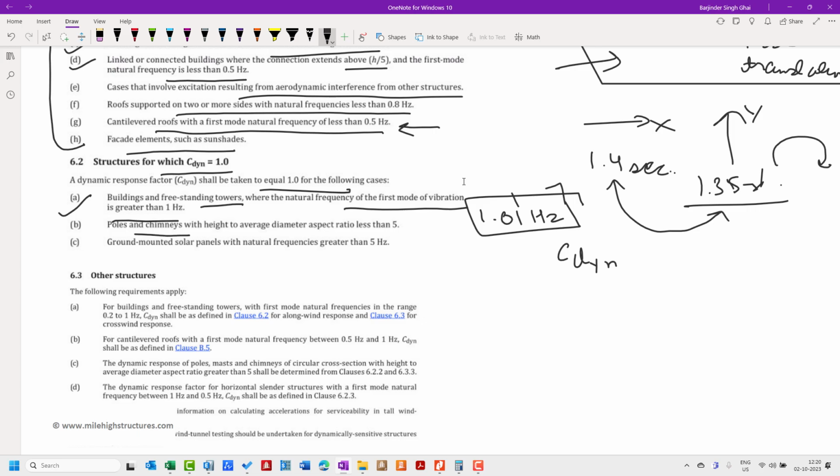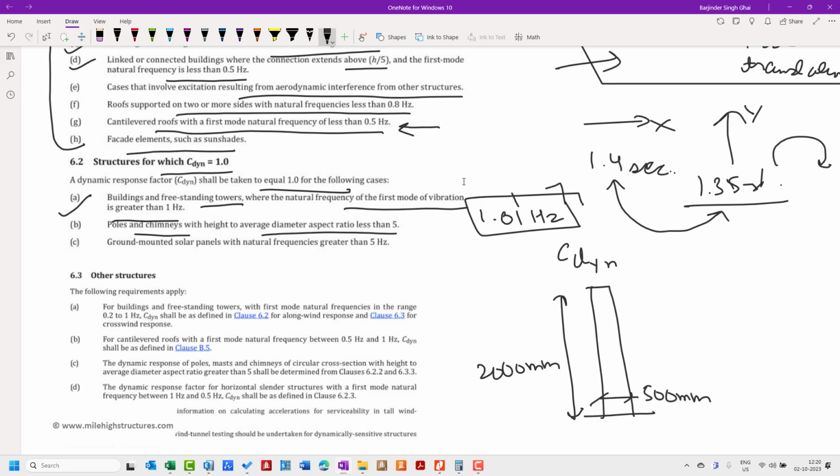Poles and chimneys with height to average diameter aspect less than 5. What it means is that, let us say we are having a chimney here, and the diameter of this chimney is, let us say, 500 mm, and the height of the chimney is only, let us say, 2000 mm, and I can say that that does not exist. So it is just a preventive methodology that the code has adopted.